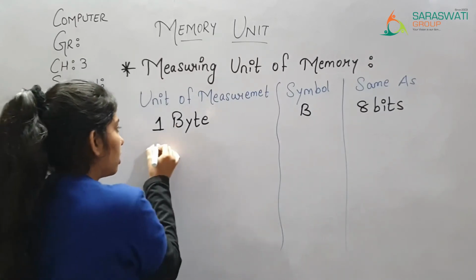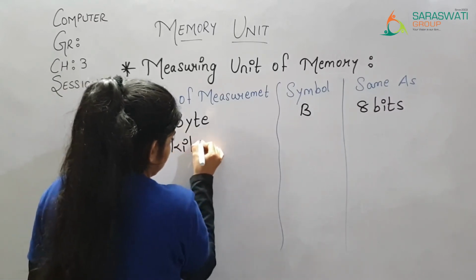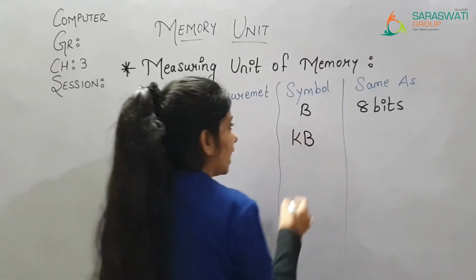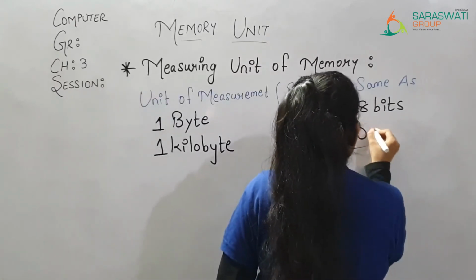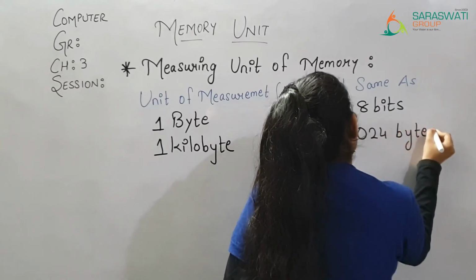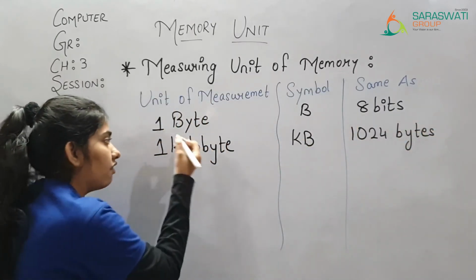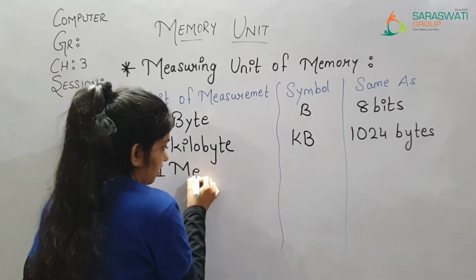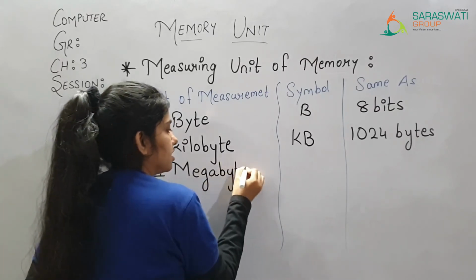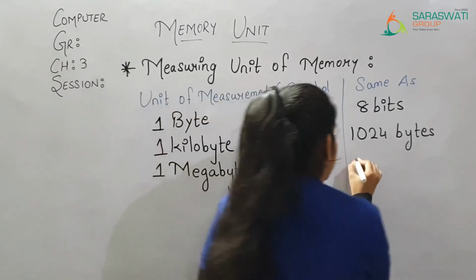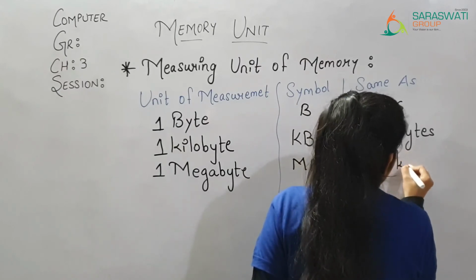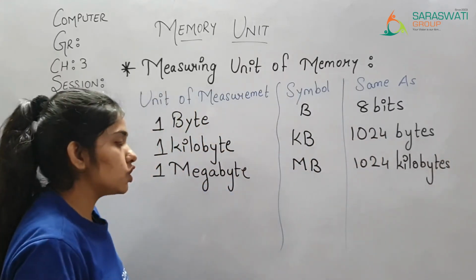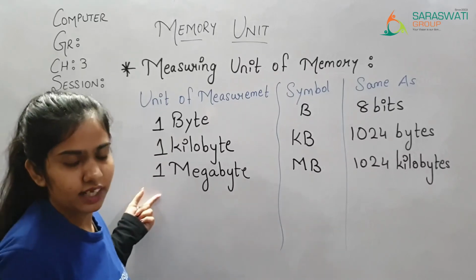નાઉ હવે એનાથી મોટો શું આવે? 1 kilobyte. The symbol of kilobyte is KB, and how much it can store? It can store up to 1024 bytes જેટલો ડેટા સ્ટોર થાય એમાં. નાઉ હવે આનાથી અપર વર્ઝન કયું આવે? Megabyte, and the symbol of megabyte is MB, and it can store up to 1024 kilobyte, right? 1024 kilobytes જેટલો ડેટા સ્ટોર થાય ત્યારે 1 megabyte થાય, that is 1 MB.